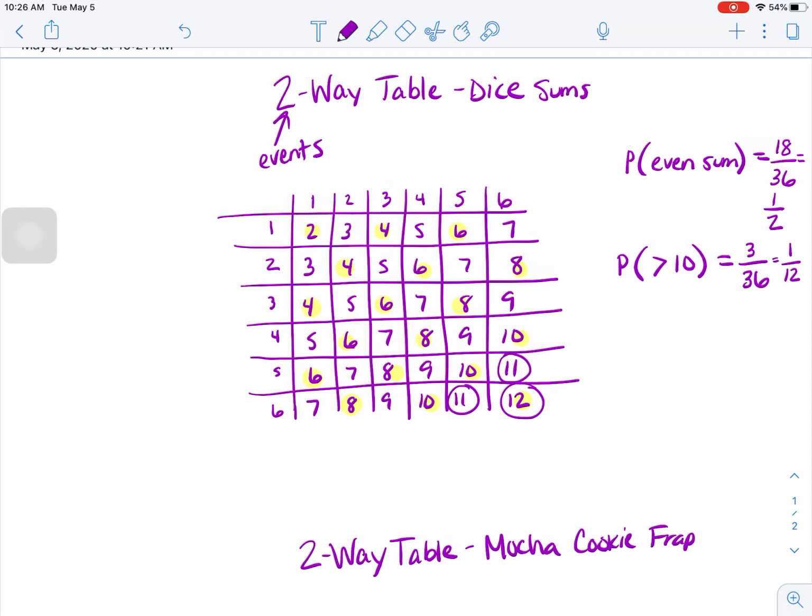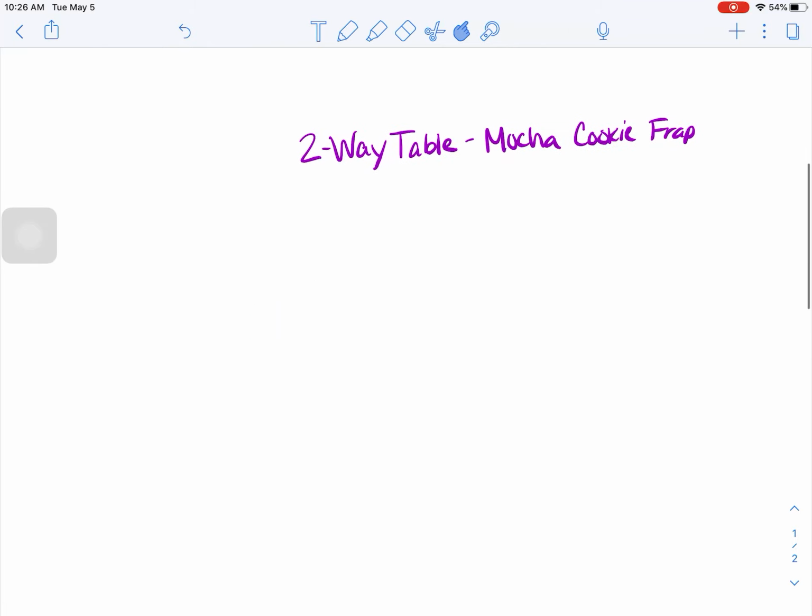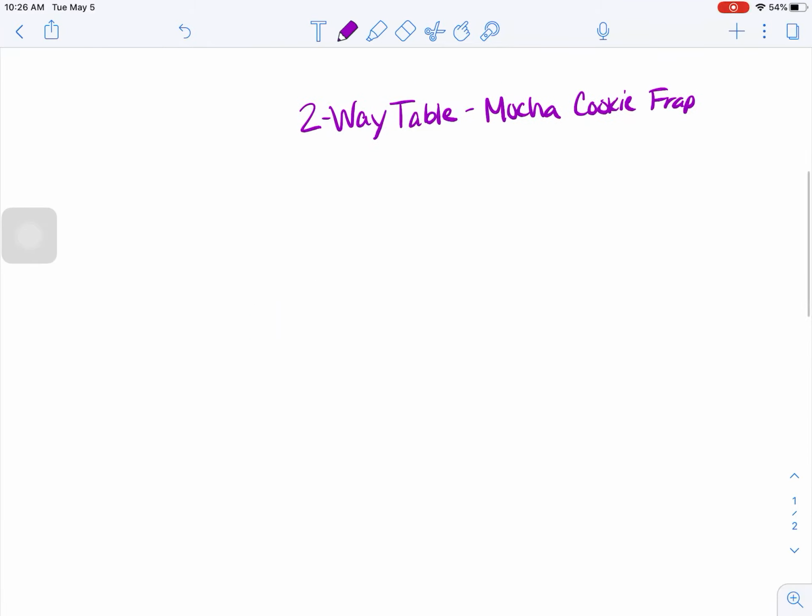So that's one way to make a two-way table with 2 different events happening. You're listing all of those outcomes. Here's one more. We're going to go back to that mocha cookie frappuccino from yesterday. You saw what it looked like as a tree diagram. I'm going to show you how it looks in a two-way table. So the 2 events that we had were choosing tall, grande, venti, and then the second event was either mocha drizzle or cookie topping. So when I'm listing this out, I can list one event along the top.